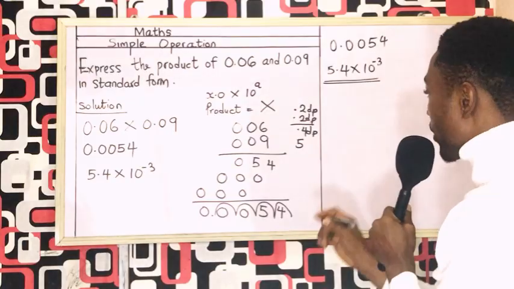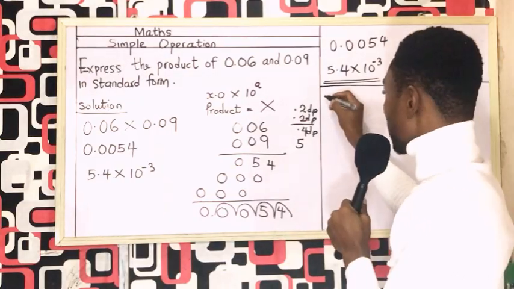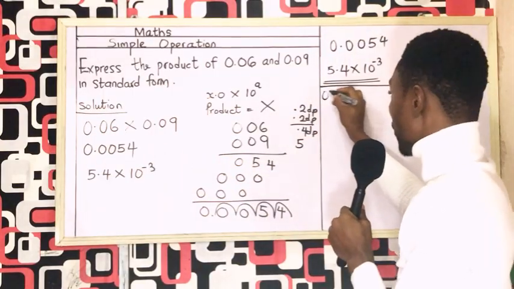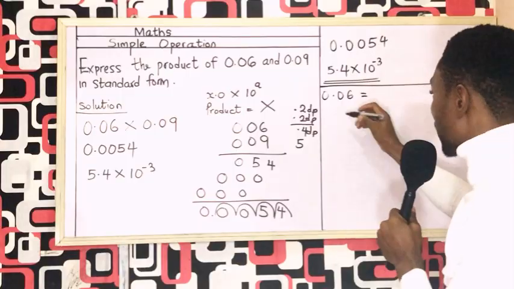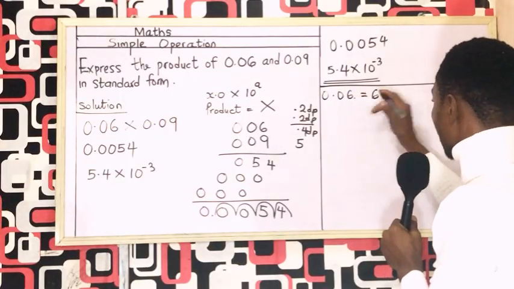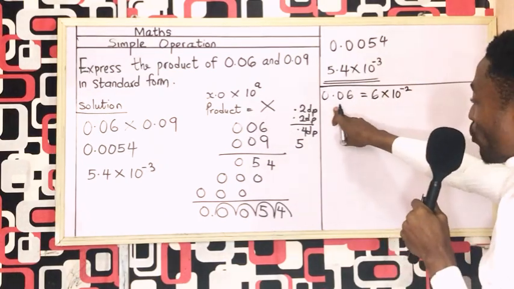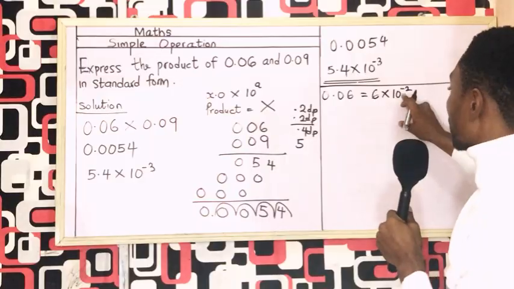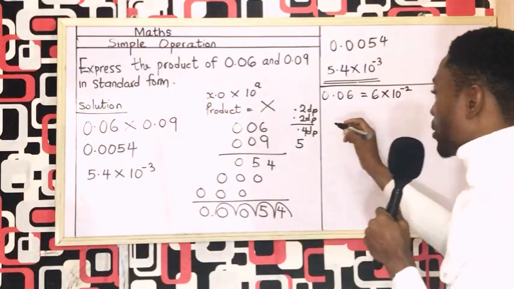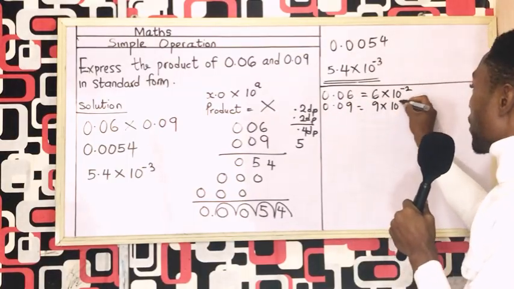So the second way to solve this is this. I'm going to speed up. Since 0.06 is this figure, we move the point forward, 1, 2. So it's 6 times 10 raised to the power minus 2, because I just moved the point forward. Moving the point forward makes the power negative. If you move it backward, it makes the power positive. So 0.09 gives us 9 times 10 raised to the power minus 2.